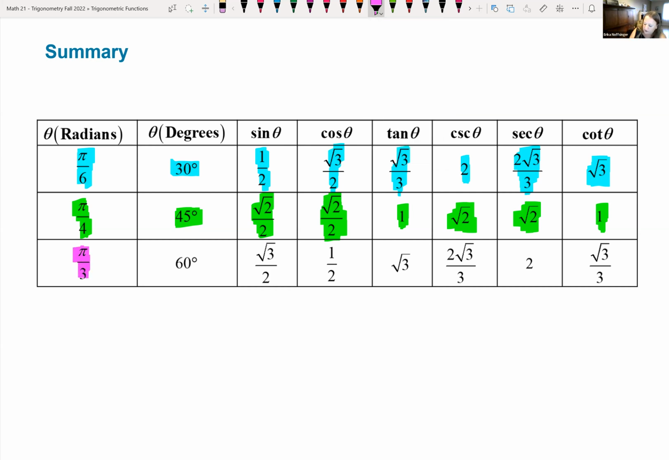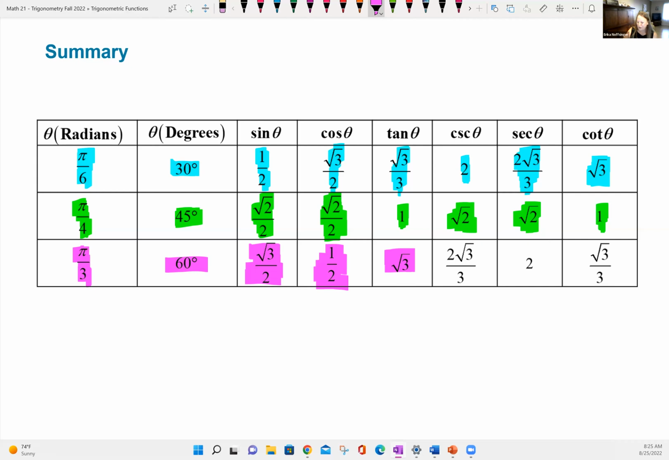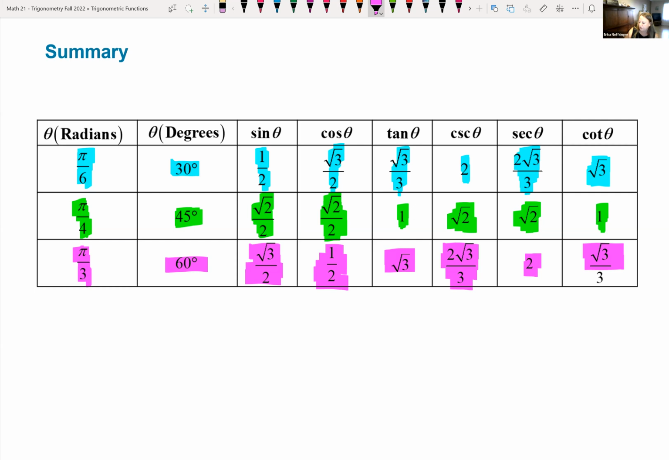And then pi thirds, which is equivalent to 60 degrees. Sine of 60 degrees is √3 over 2. Cosine of 60 degrees or pi thirds is 1/2. Tangent of 60 degrees or tangent of pi thirds is √3. Cosecant of 60 degrees or cosecant of pi thirds is 2√3/3. Secant of pi thirds or secant of 60 degrees is 2. And last but not least, cotangent of 60 degrees or cotangent of pi thirds is √3/3.